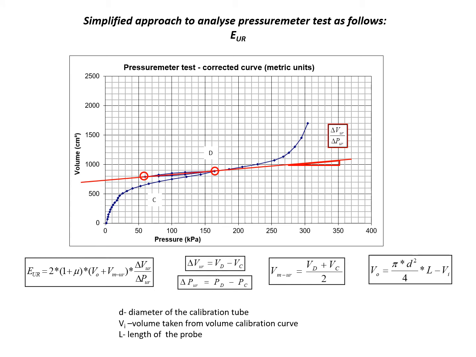Exactly the same approach you have to apply for calculation of E rebound. The only thing is you have to pick up 2 points in the rebound curve portion.